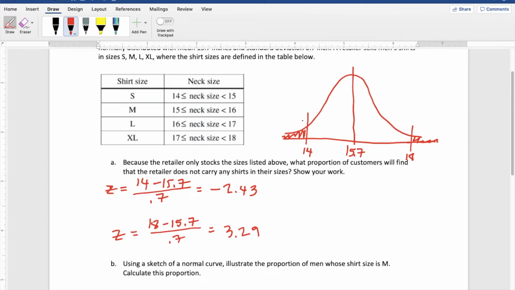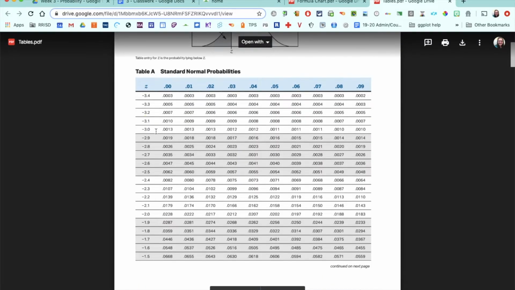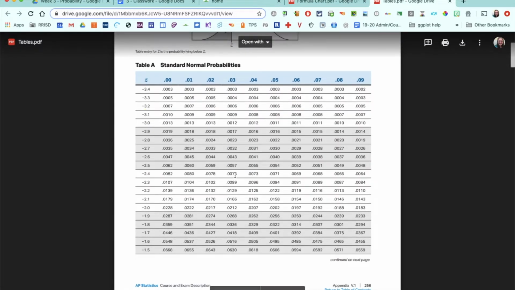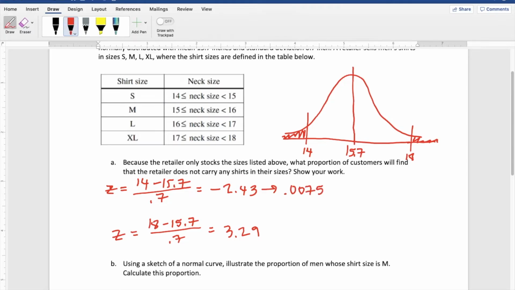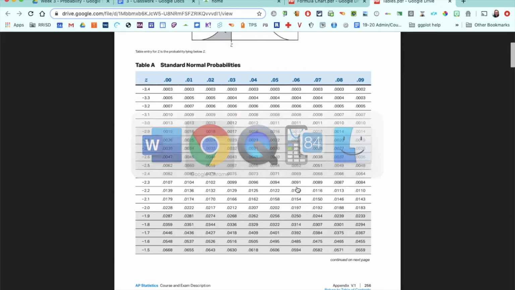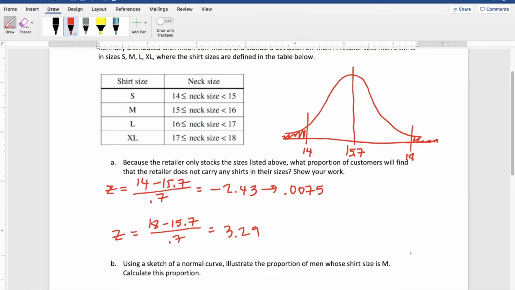So we want below 14, so I'm going to go look up that z-score on my z-table. So 0.0075. And then I'm going to look up 3.29, which would tell me the probability less than 18, which is 0.9995. So remember, that's the probability of men that have neck sizes less than 18, but we wanted more than, so I am going to do 1 minus that.